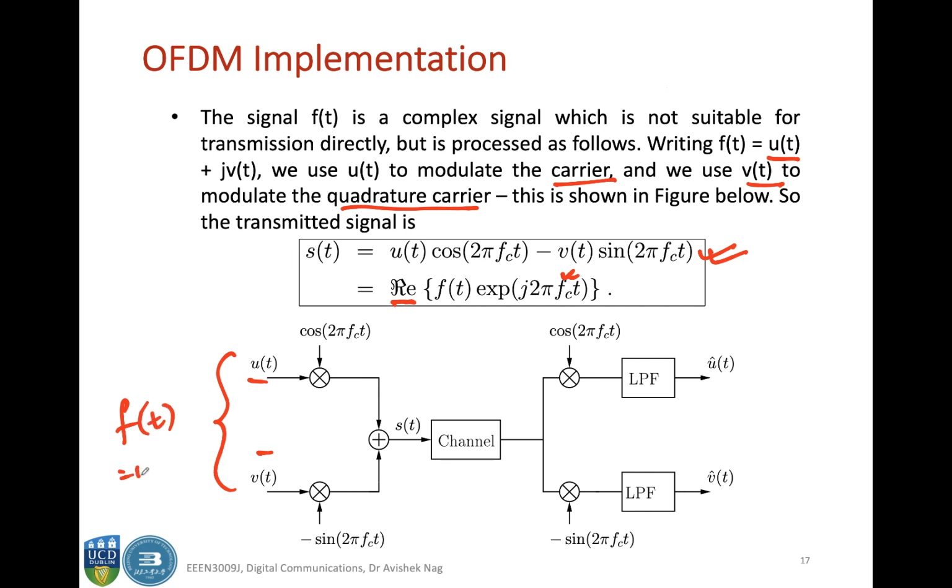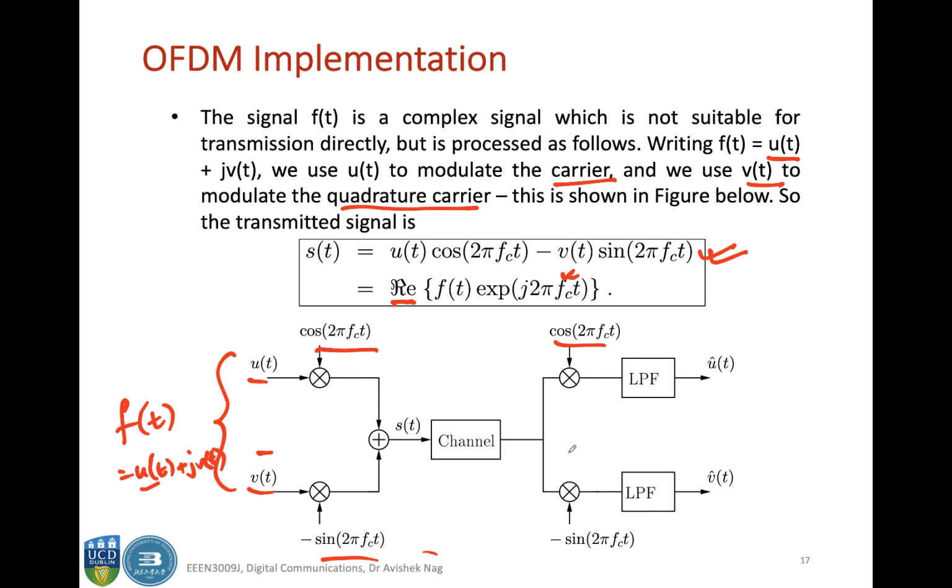These two together form your FT, which is UT plus JVT. The real part is modulated with the in-phase component of the carrier, and the complex part is modulated with the quadrature component, and if they are combined together, you get ST. That ST is sent through the channel. This is the real part, so this is basically a regular time domain signal, which you can represent physically. It is transmitted through the channel, and then in the receiver you do the opposite function.